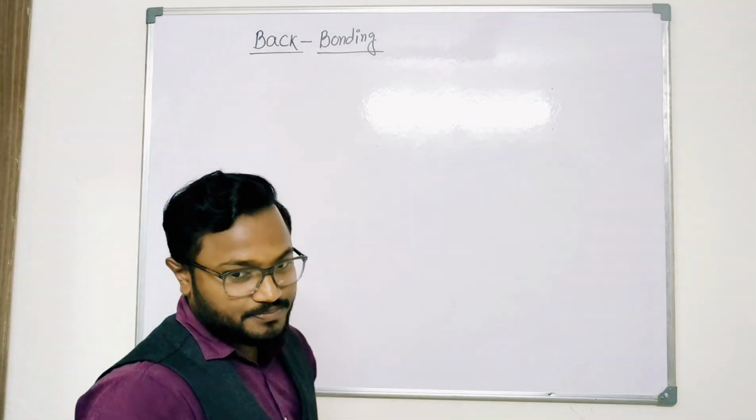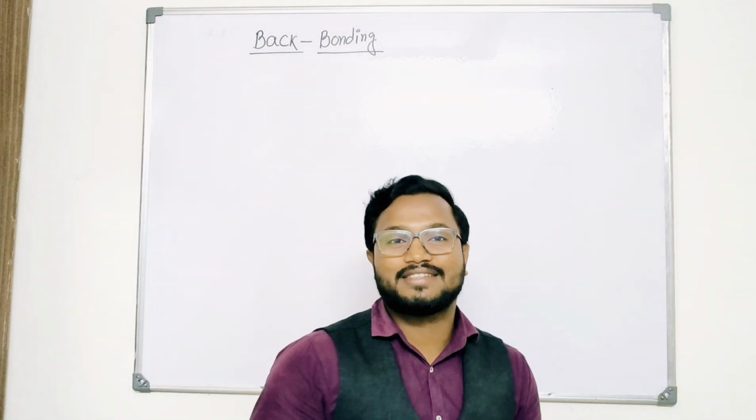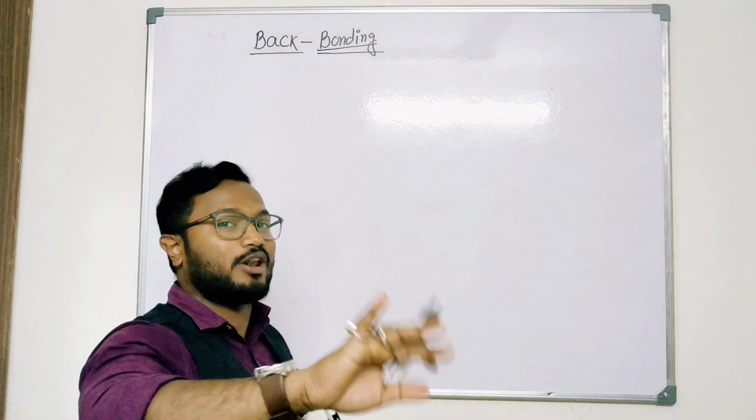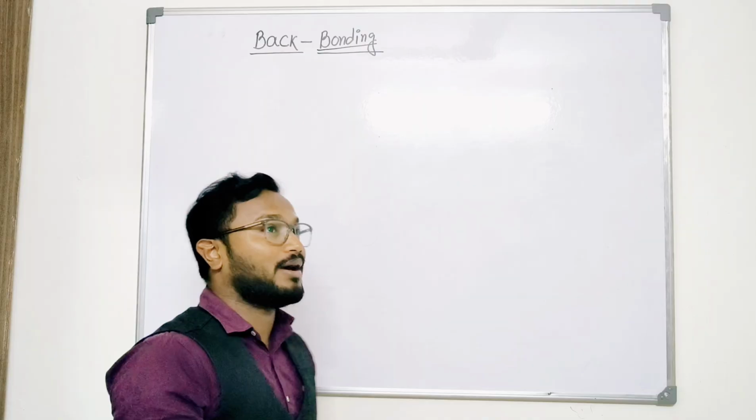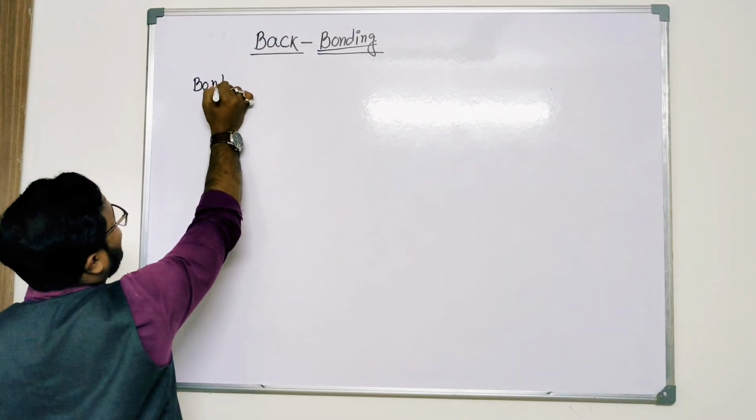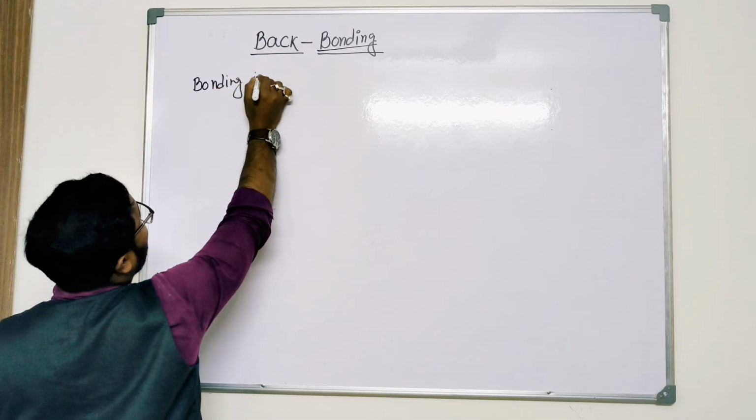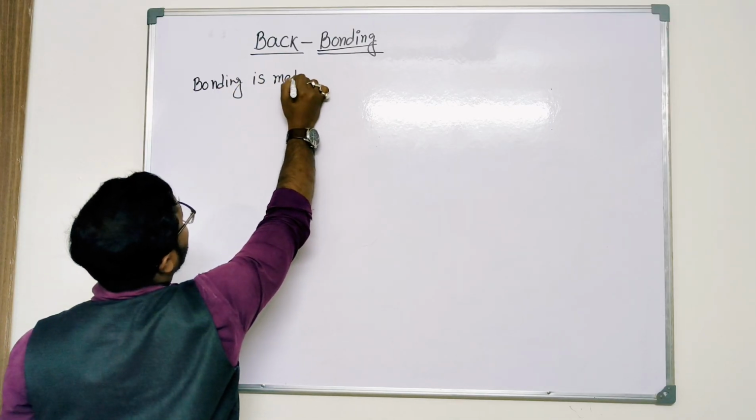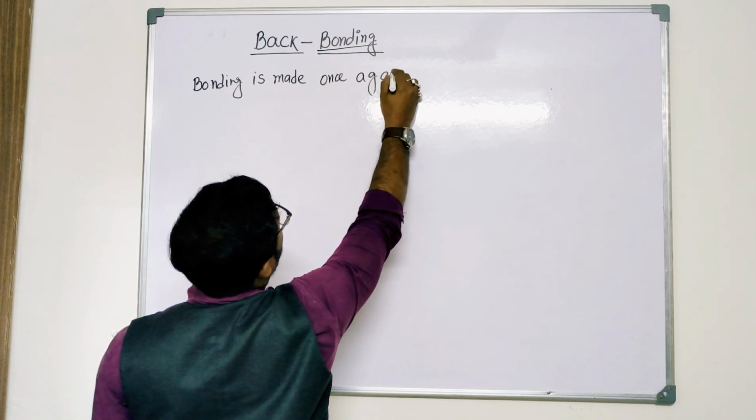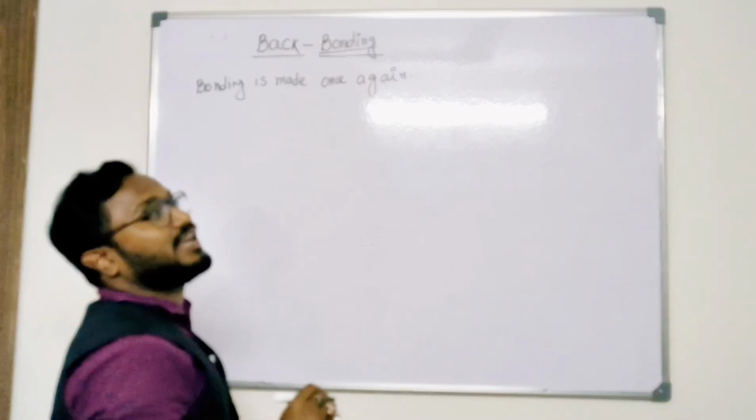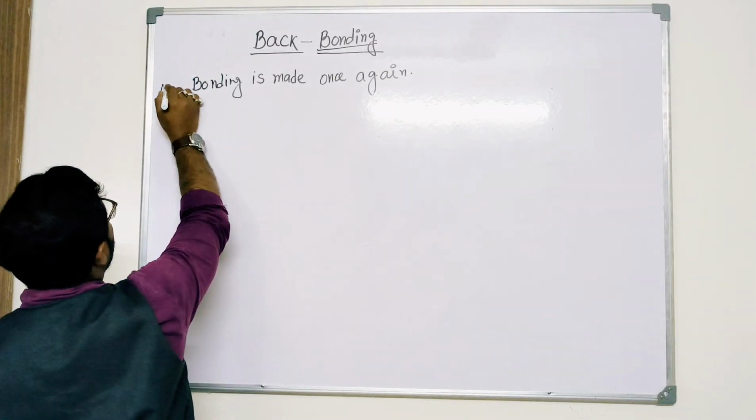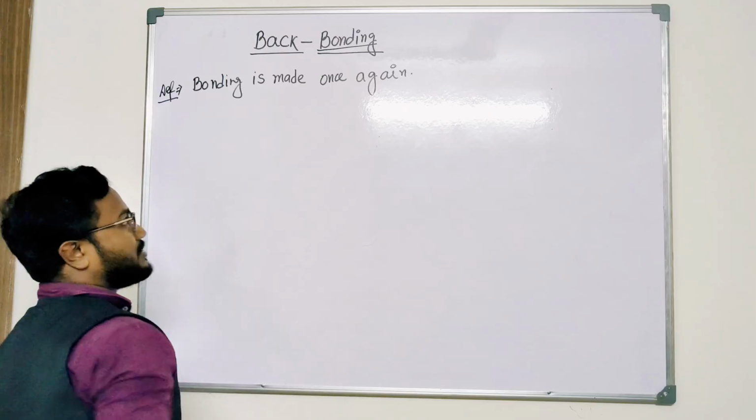What is back bonding? The first logic of back bonding is, see, it is already written: bonding means a bond is already present. So back bonding means bonding is made once again. If bonding is made once again, we consider it as back bonding. You can consider this as the definition of back bonding.